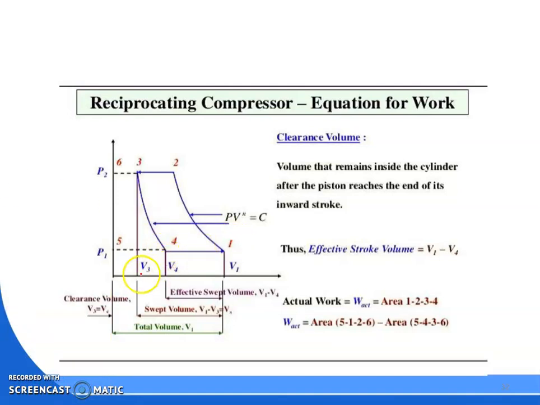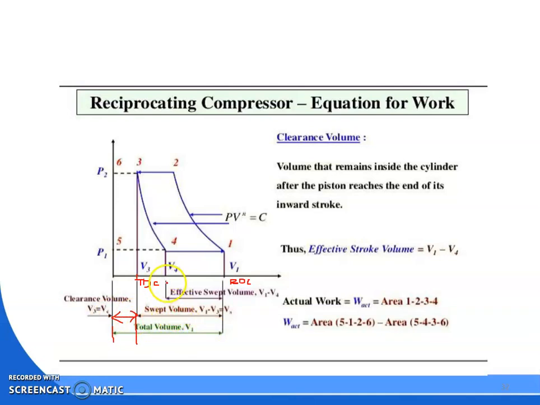See 4 to 1. This position is your top dead center, TDC. This is BDC, bottom dead center. When the piston is at TDC, the volume between the piston and the cylinder head is known as the clearance volume. When the piston moves from TDC to BDC, that is known as the swept volume. This is your total volume, V1. V1 is equal to Vc plus Vs.